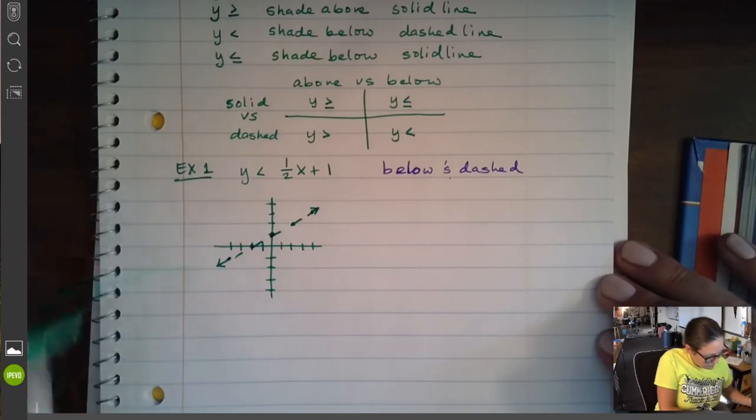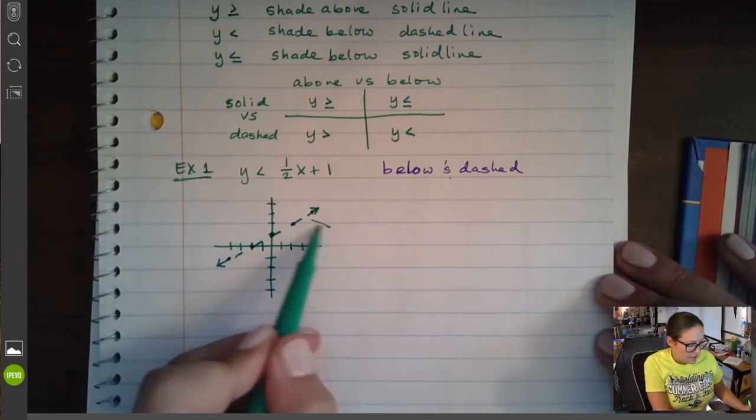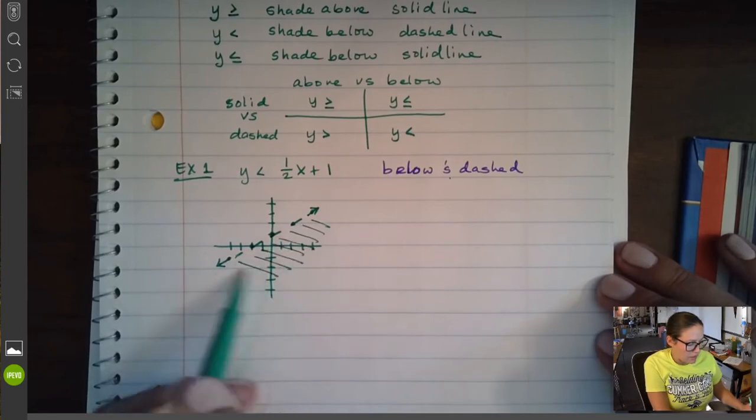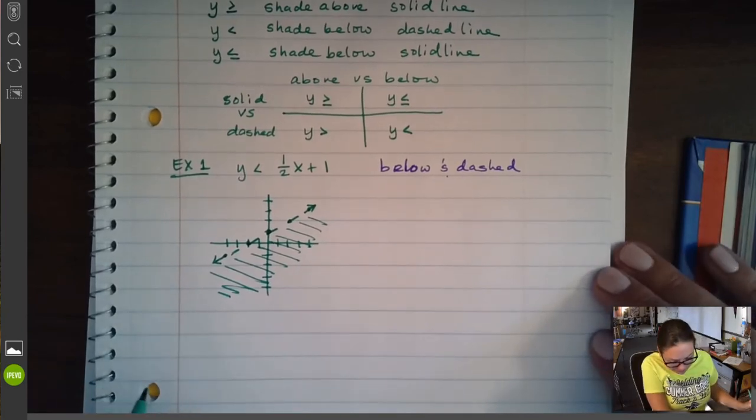Like that. And then I am going to shade below the line. Shade below the line. All right, let's try another one.